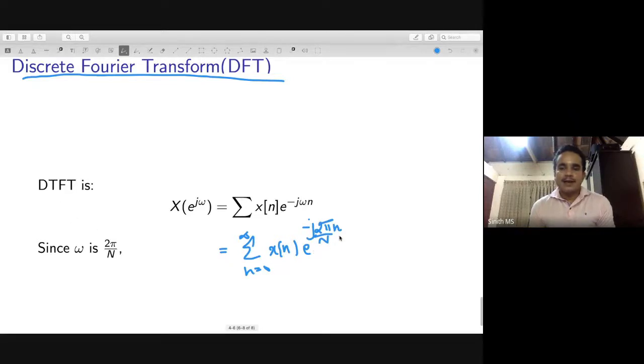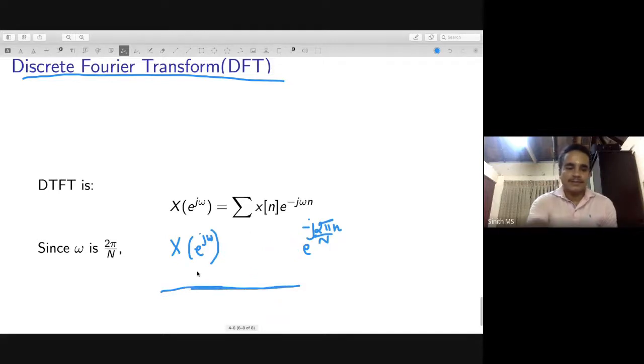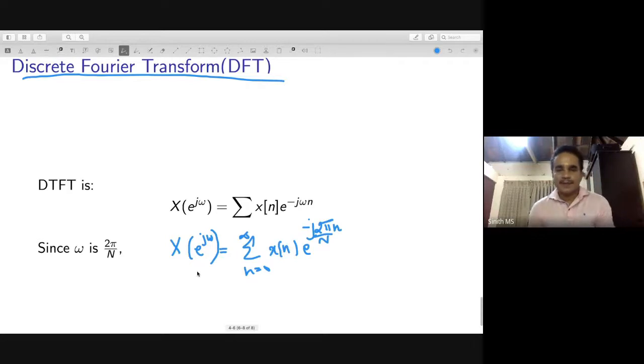And what happens if you take a limited number of samples? So this is X(e^{jω}). This is the equation for the discrete time Fourier transform.